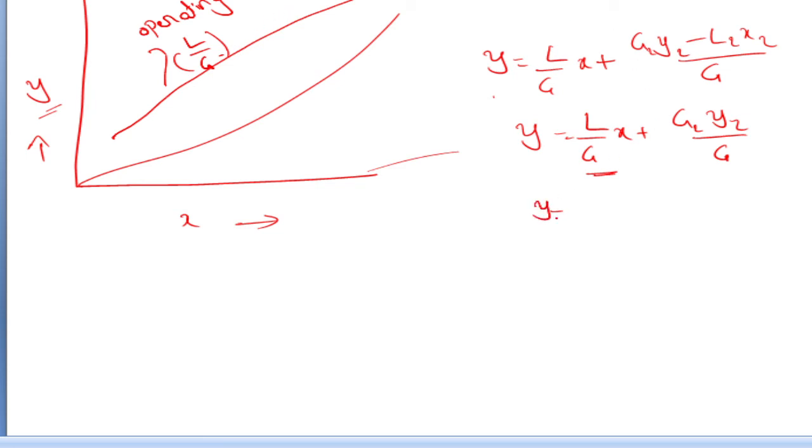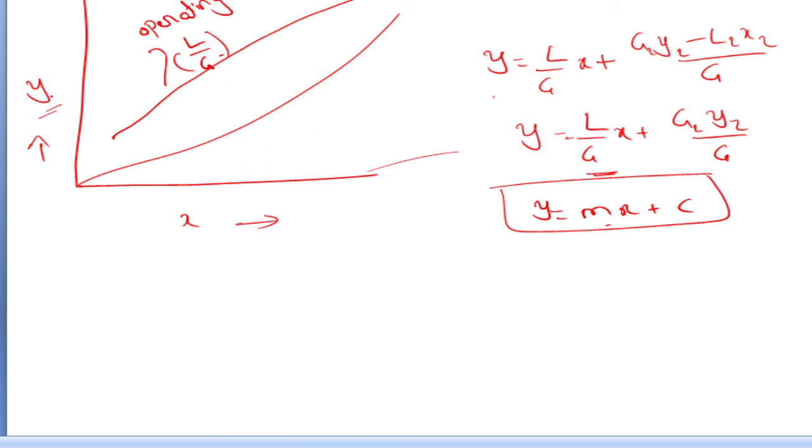So if you assume this y is equal to mx plus c, then m is the slope, so L by G is the slope. L is the liquid flow rate and G is the gaseous flow rate, you can write. And now I want to write down this equation, same material balance, so you just remember this equation.